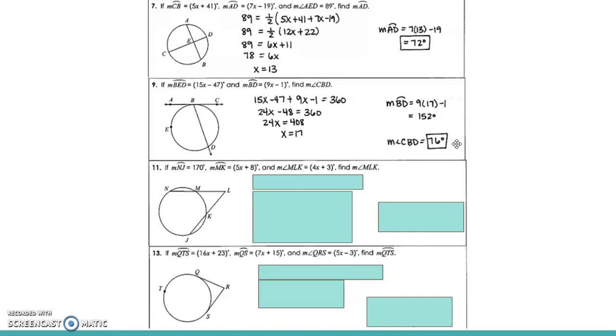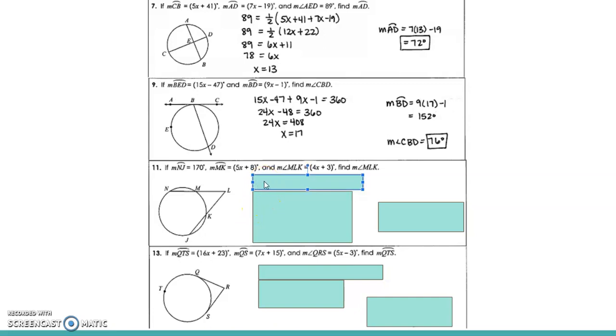For number 11, we have an exterior intersection. For that exterior intersection, they gave me the measure of arc NJ and they gave me the measure of arc MK as algebraic expressions, and they also gave me my angle MLK as an expression. And we're going to find the measure of MLK once we solve for x.